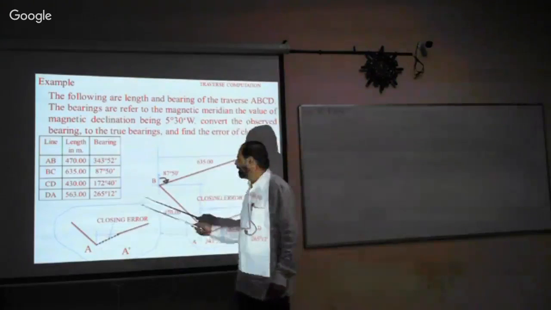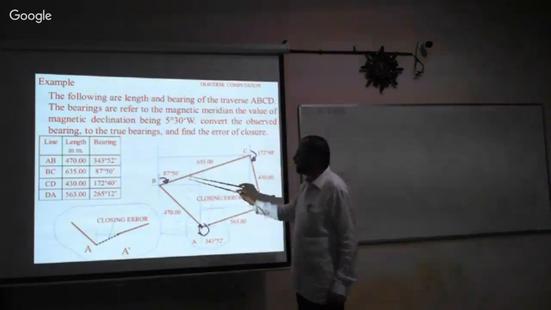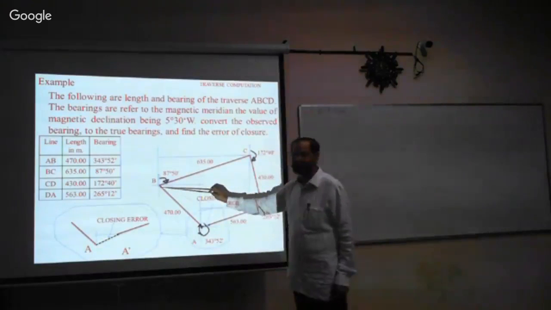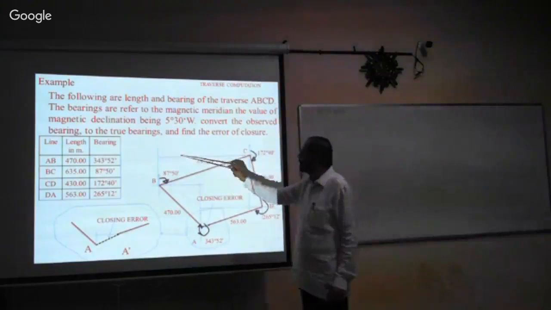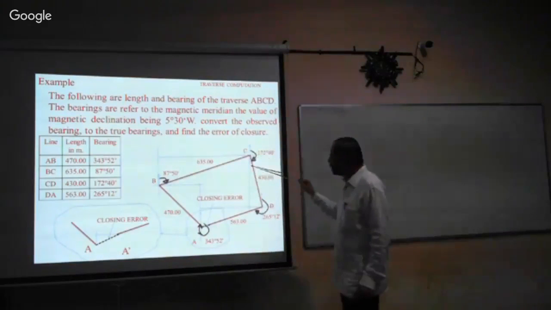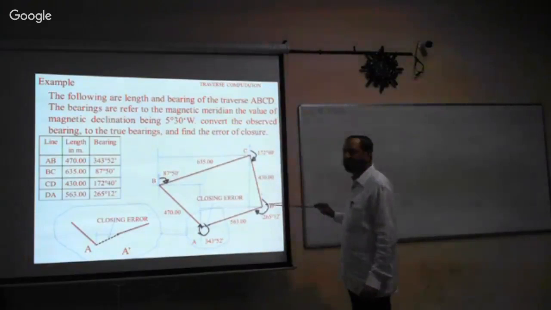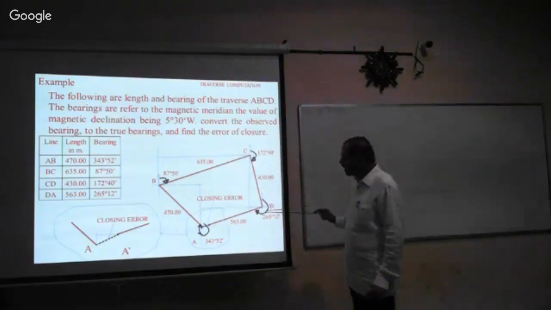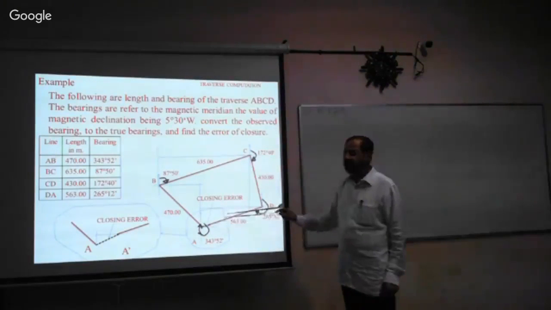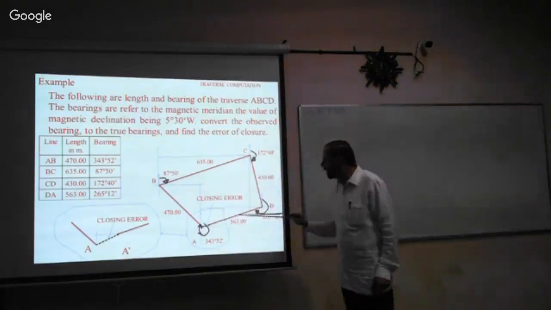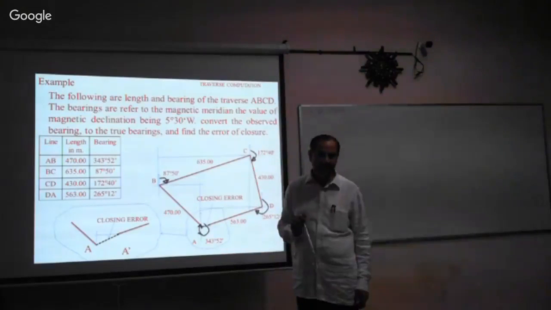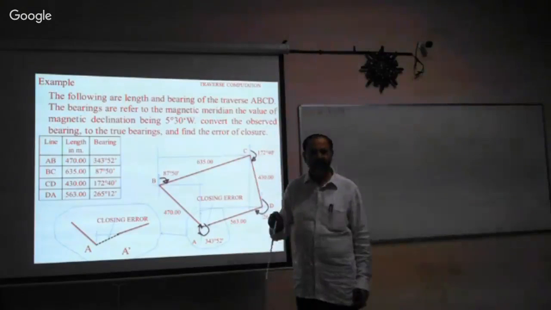Then what you should do is calculate the latitude and departure of the line AB, of the line BC, of the line CD, and of the line DA. Understood? Got it? Shall I proceed?